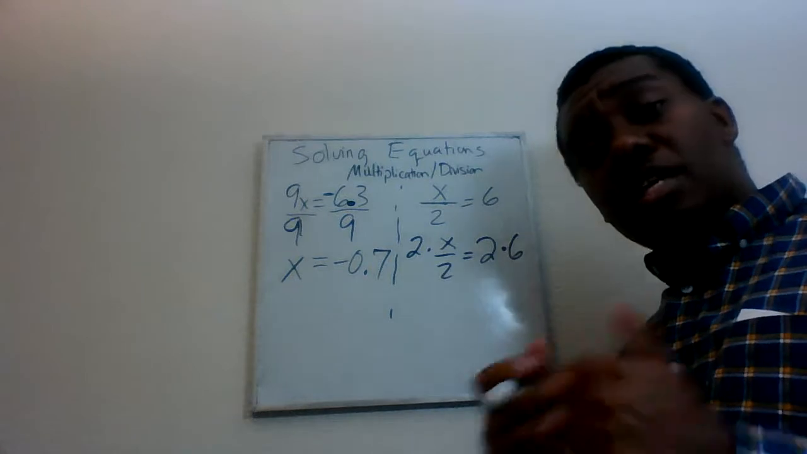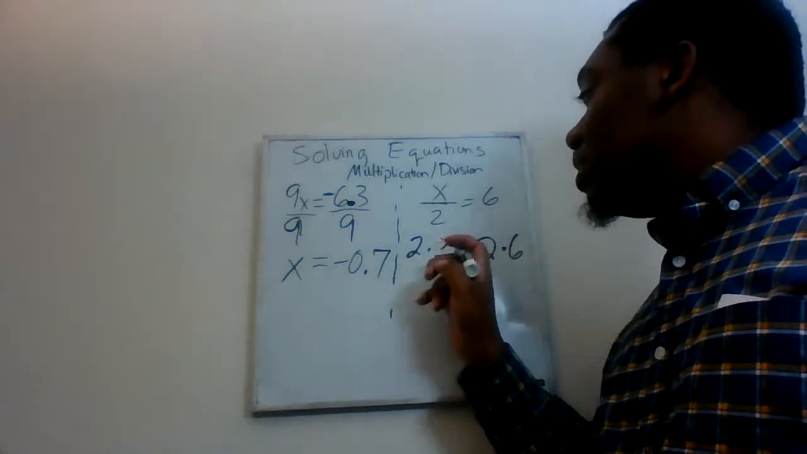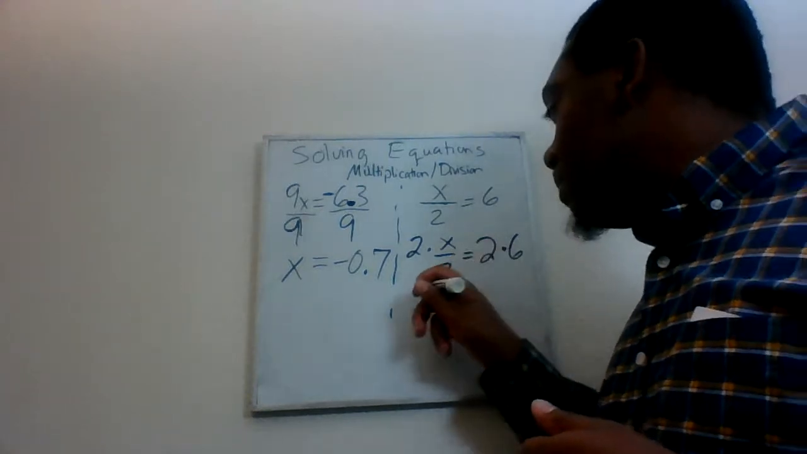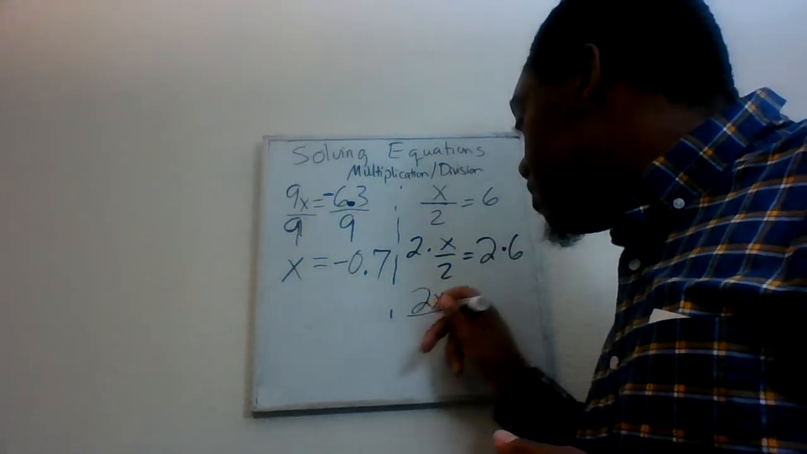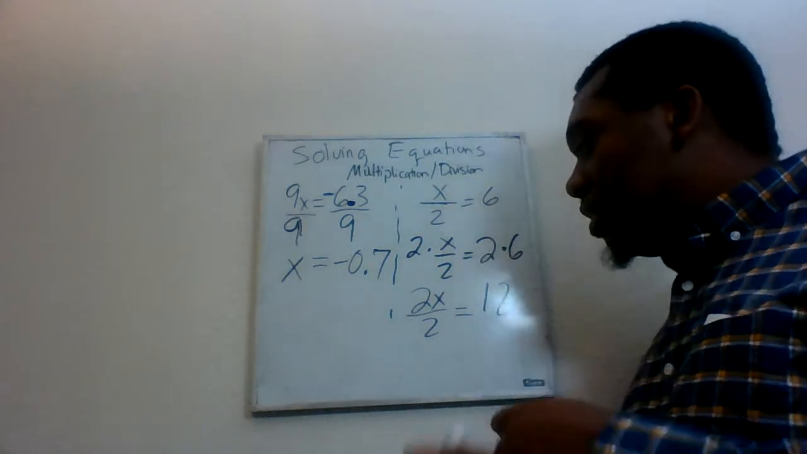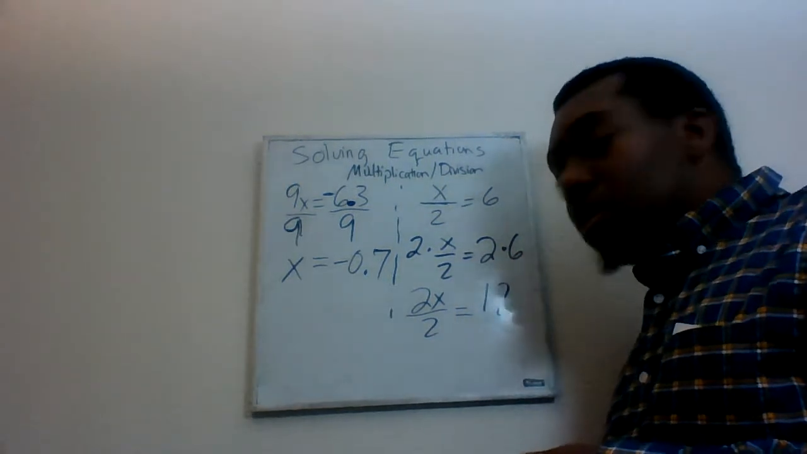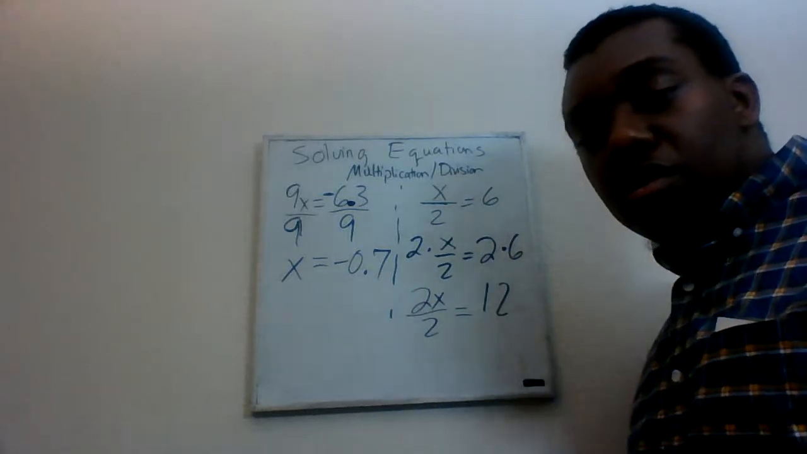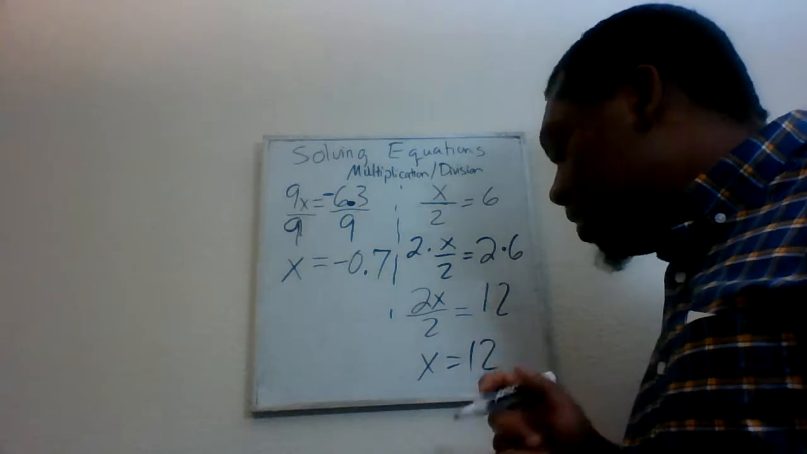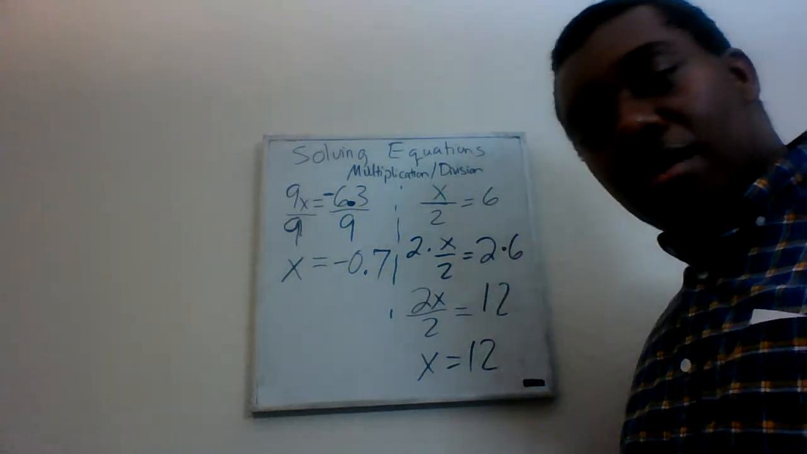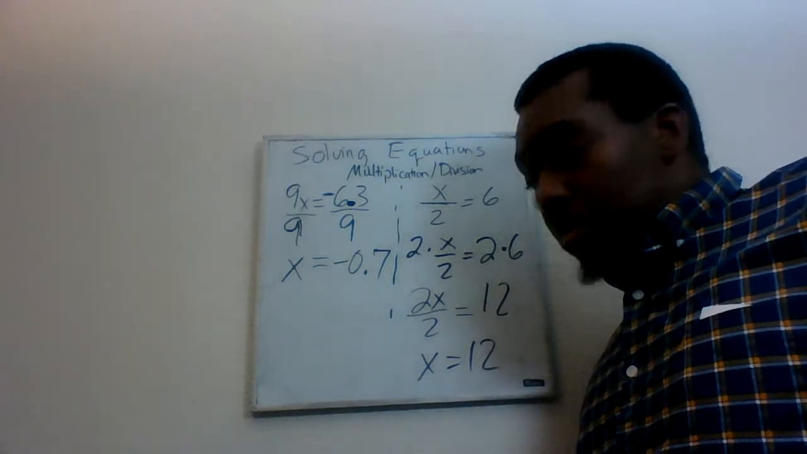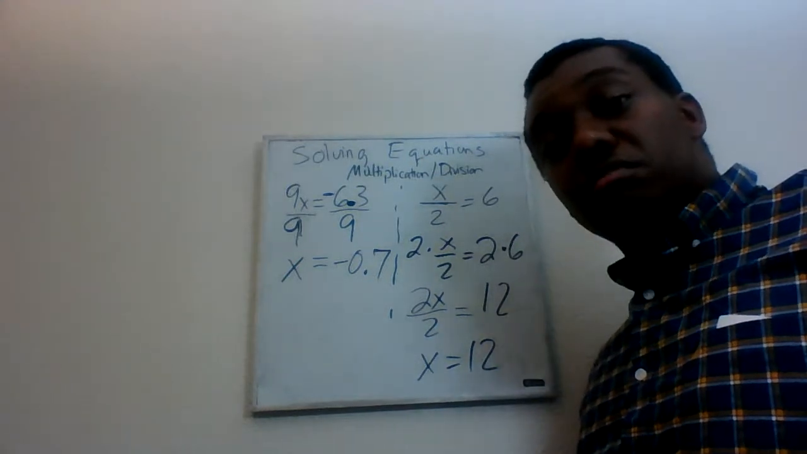Okay. Now when I do that, notice how this has the same setup as the other problem did. We have 2 times x over 2 equals, well, 2 times 6 is 12, so 12. And what happens with 2 divided by 2? It becomes 1. So we get 1x equals 12. How about that? That was pretty darn simple to do, right?